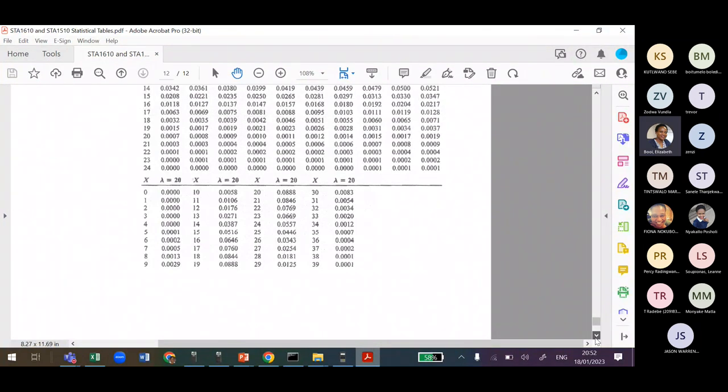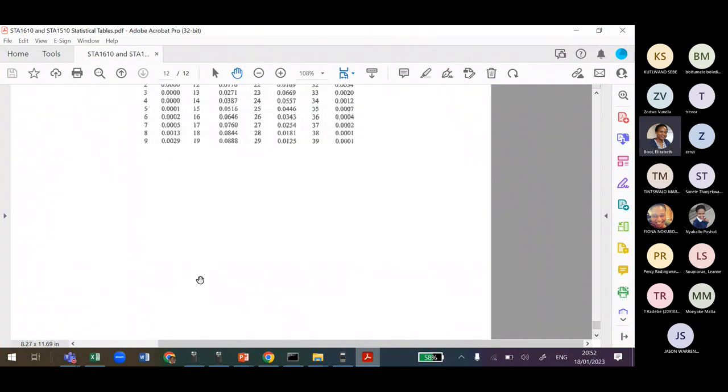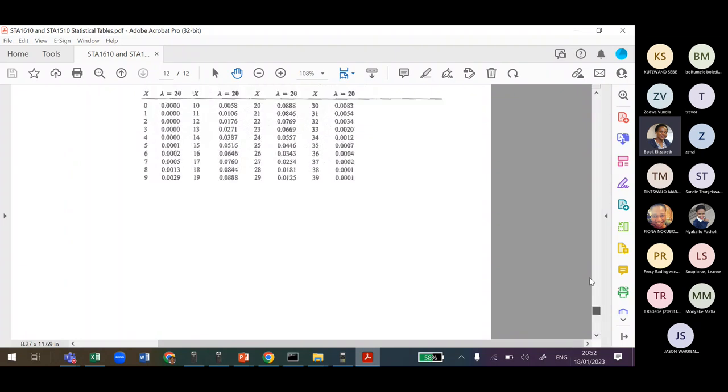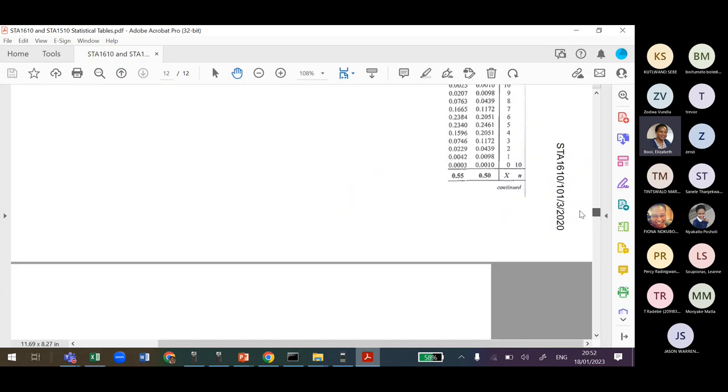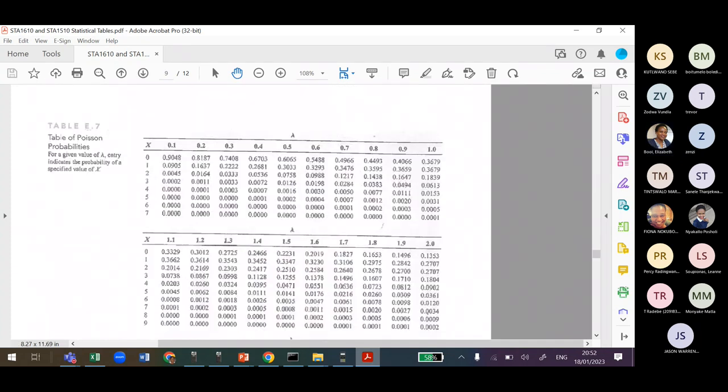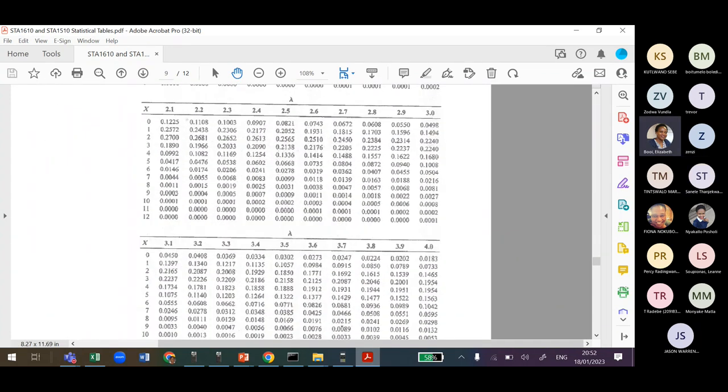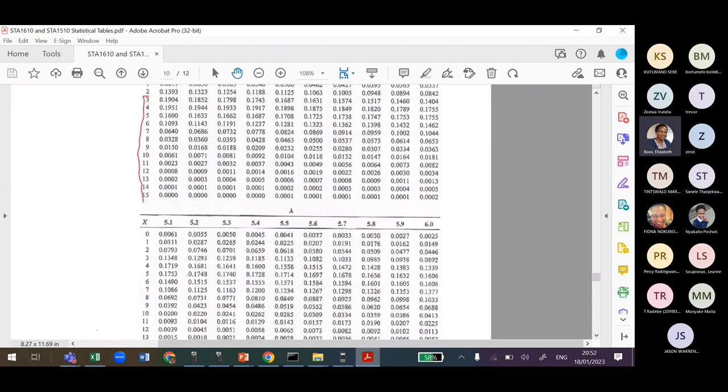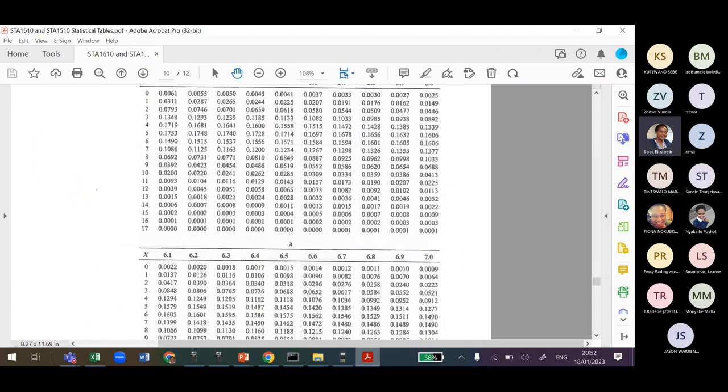Okay, so it gets to 10 and then it goes to 20. So you can use the table, but if the values are less than 10, like 1 and from 0.1 up until 10 and 20, you can use the table to get your probabilities.